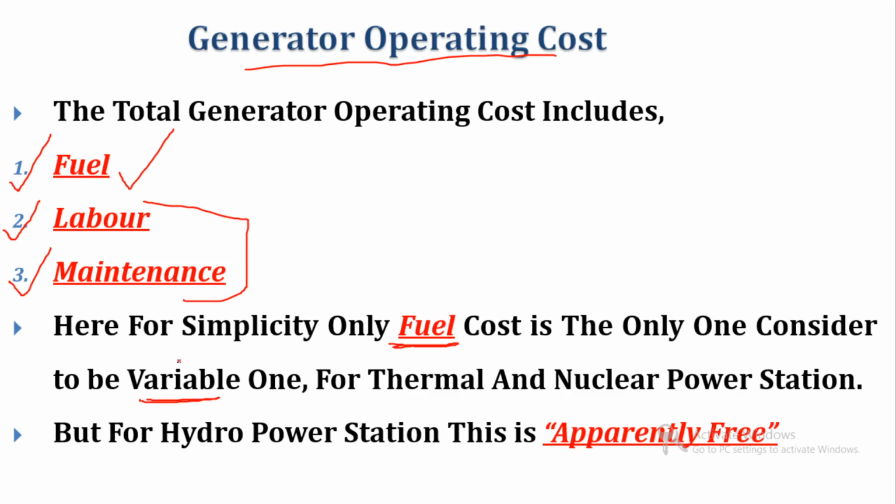This fuel cost is applicable for nuclear and thermal power plants. If we talk about the hydropower plant, then fuel cost is free because water is free of cost. So these are the generator operating costs, which include fuel cost, labor cost and maintenance cost, in which fuel cost is the only variable cost and the others are constant.